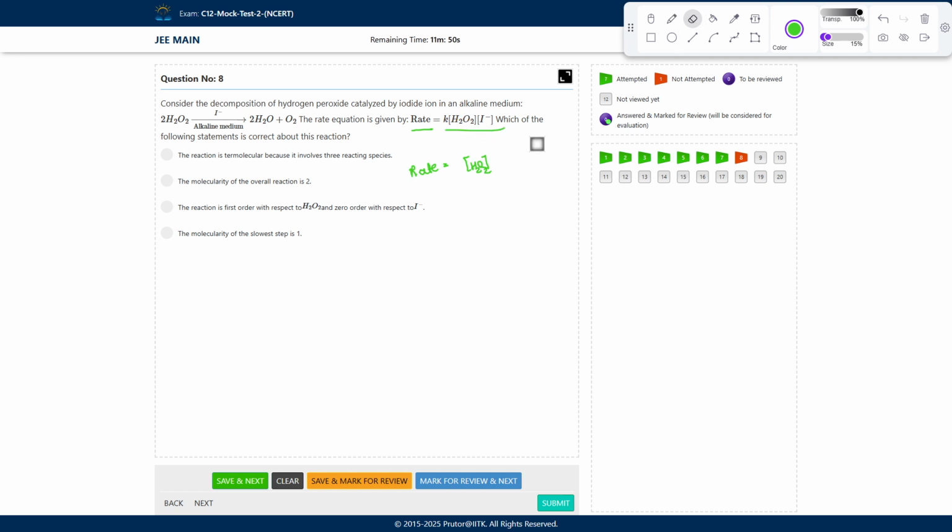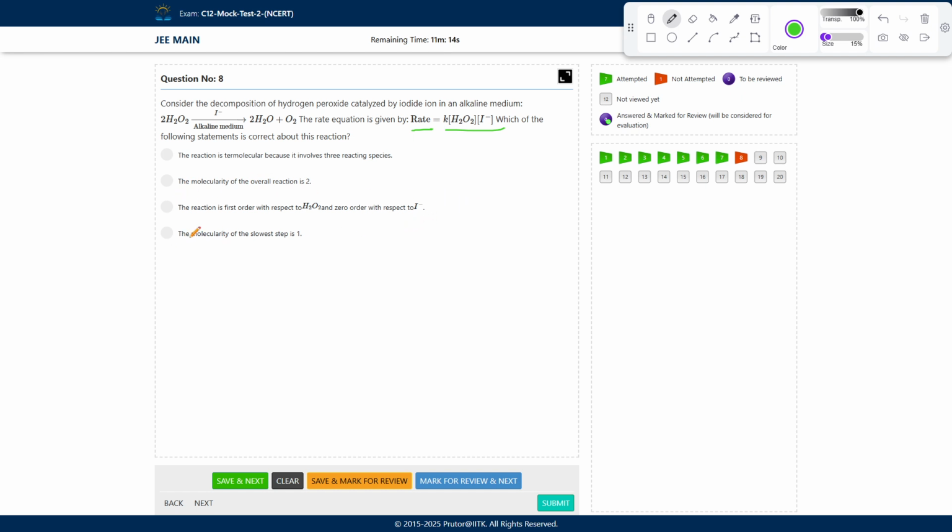Now, if you determine from this given rate what the order of the reaction is with respect to H2O2 and with respect to I negative, it is 1, because H2O2 has power 1 in the concentration. That means the reaction is going to be first order with respect to H2O2, and similarly I negative has power 1. That means I negative will also have the order of the reaction as 1. So the third option is also going to be wrong.